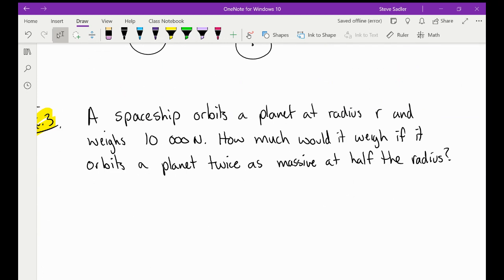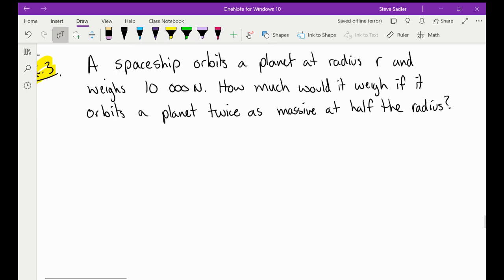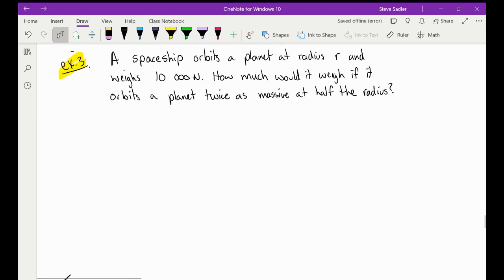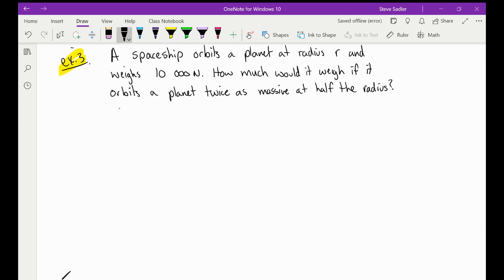A spaceship orbits a planet at radius r and weighs 10,000 newtons. How much would it weigh if it orbits a planet twice as massive at half the radius? All right, so the way I like to do this is I like to write my formula. Fg is equal to, oh, I forgot one. G m1 m2 over r squared. All right, so we know this is equal to 10,000 newtons.